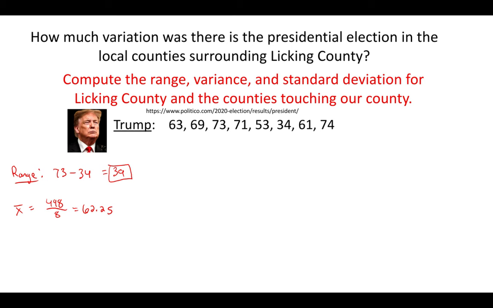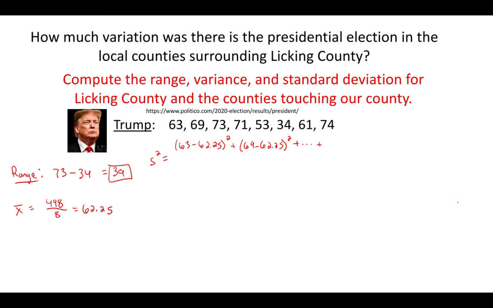Now, calculating our variance, s squared, first we're going to do each value minus this mean. So 63 minus 62.25 squared. And then we've got to add the next one, plus 69 minus 62.25 squared, plus, and then I'm just going to do a little bit of different notation here. I'm going to skip some of the middle ones.